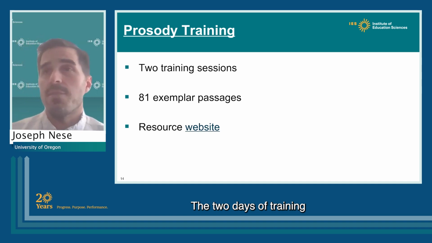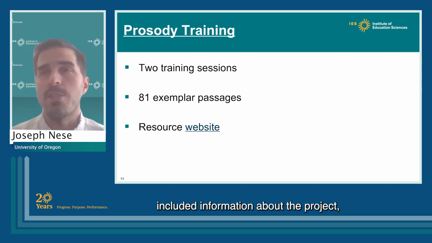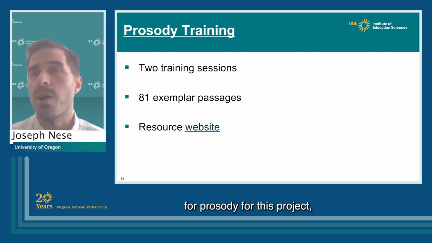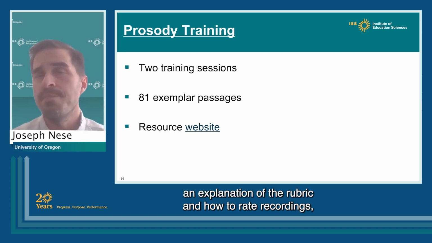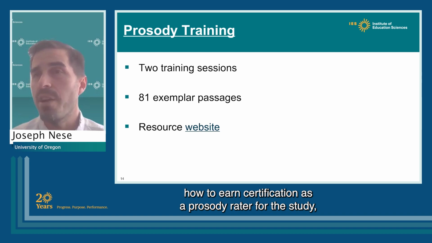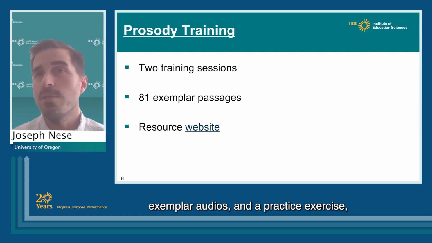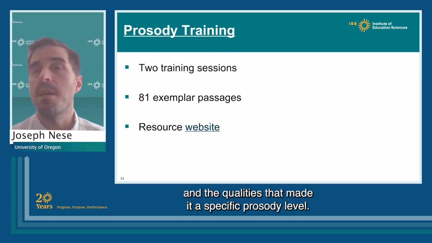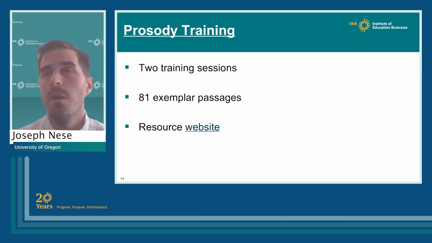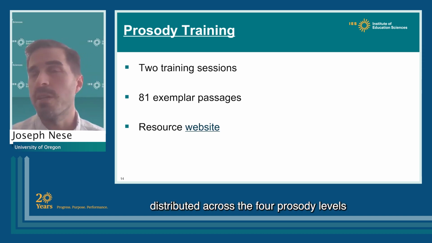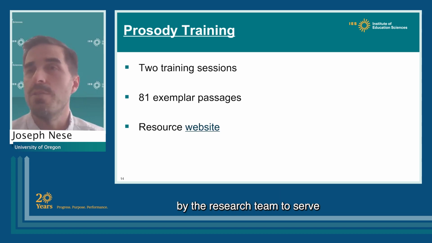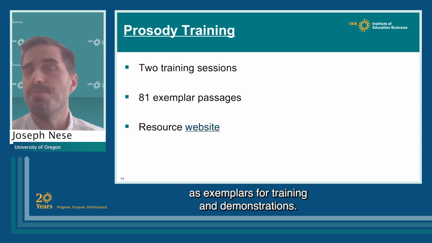The 2 days of training included information about the project, a comprehensive review of prosody, the task of rating audio recordings for prosody for this project, an explanation of the rubric and how to rate recordings, how to earn certification as a prosody rater for the study, exemplar audios, and a practice exercise followed by a discussion of each reading and the qualities that made it a specific prosody level. We had 81 passages distributed across the 4 prosody levels that were identified and unanimously scored by the research team to serve as exemplars for training and demonstrations.